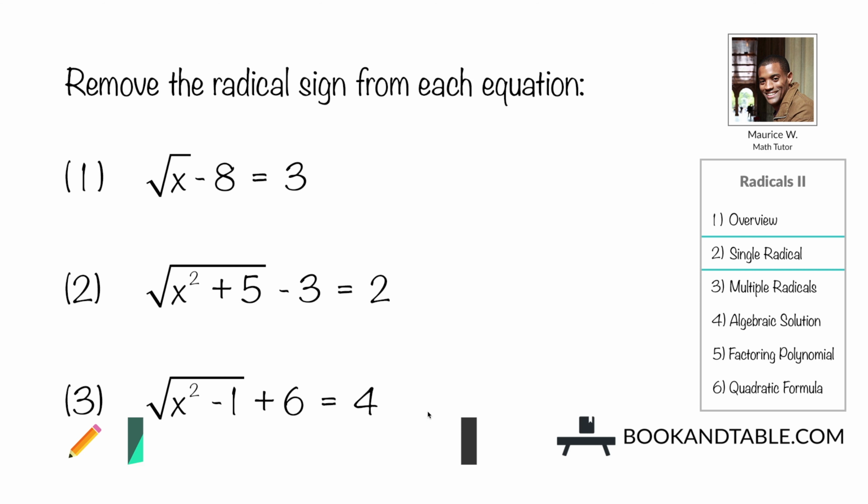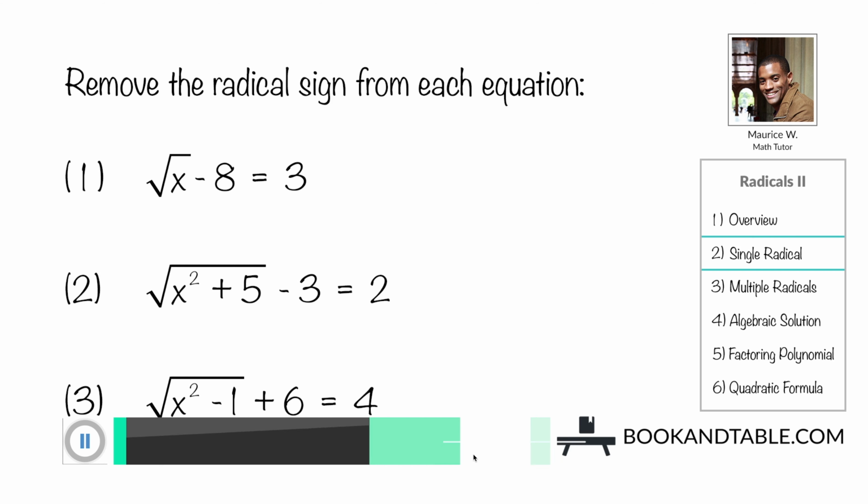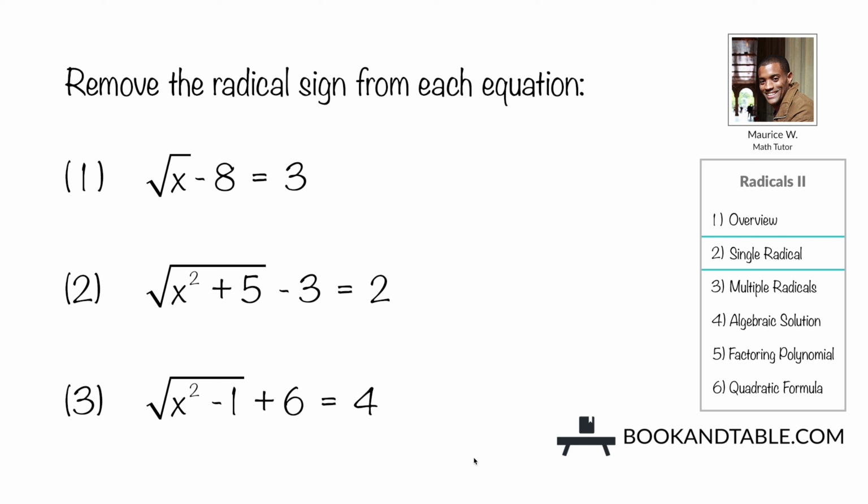Let's have you do a few practice questions. Remove the radical sign from each equation. Question number 1, the square root of x minus 8 is equal to 3. Question number 2, the square root of x squared plus 5 minus 3 is equal to 2. And question number 3, the square root of x squared minus 1 plus 6 is equal to 4. Pause the video, solve these questions, and then press play when you are ready to begin.